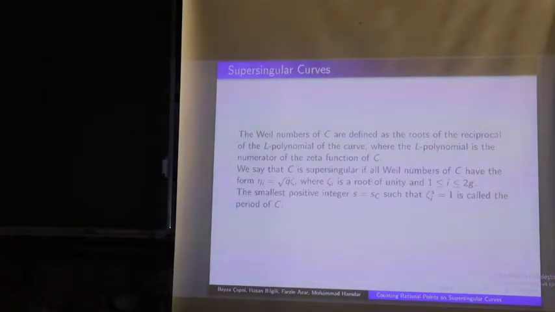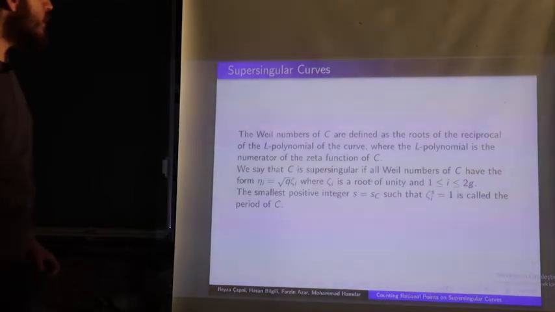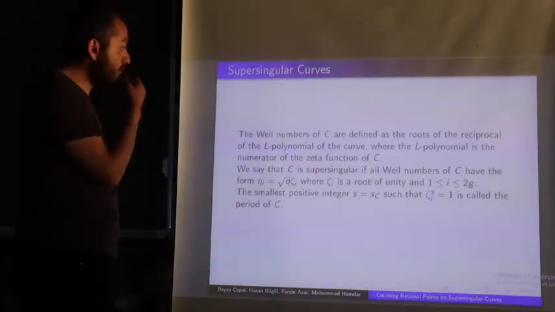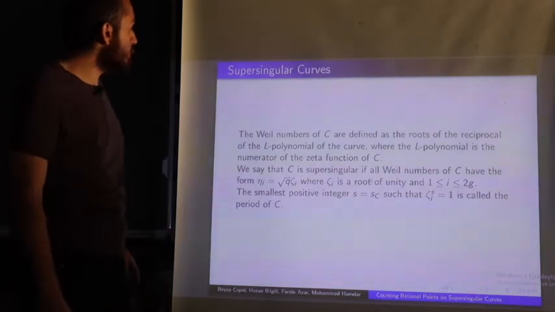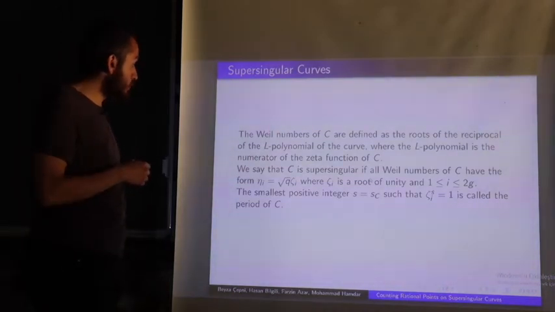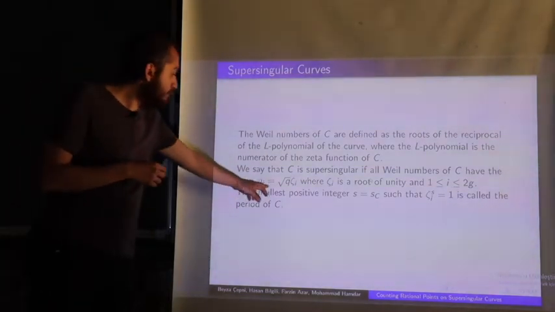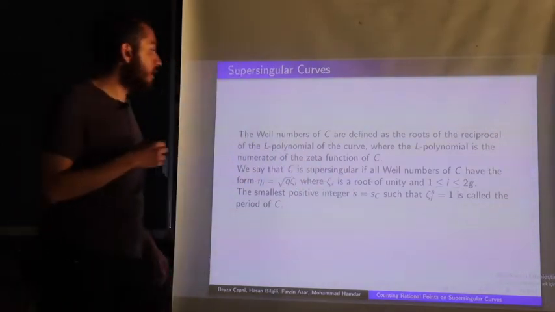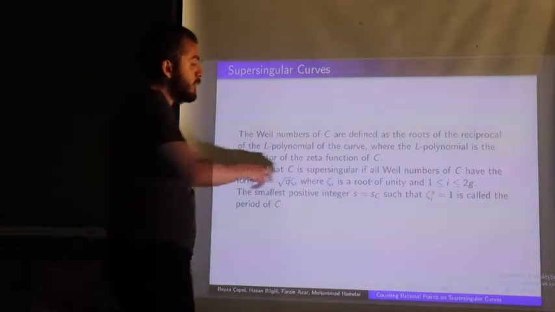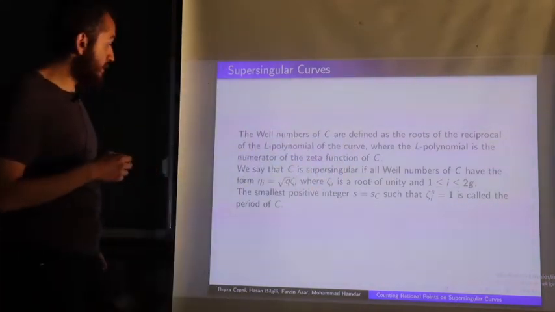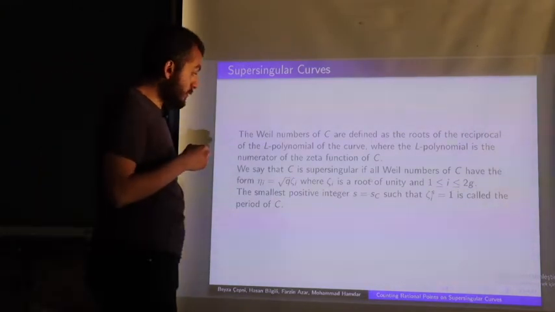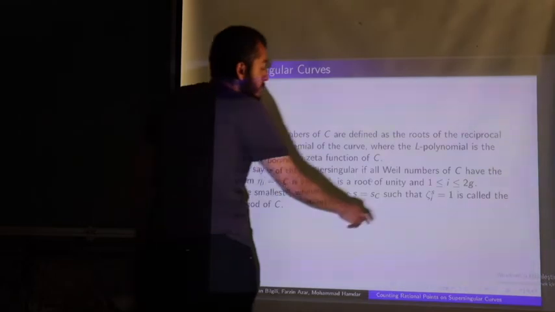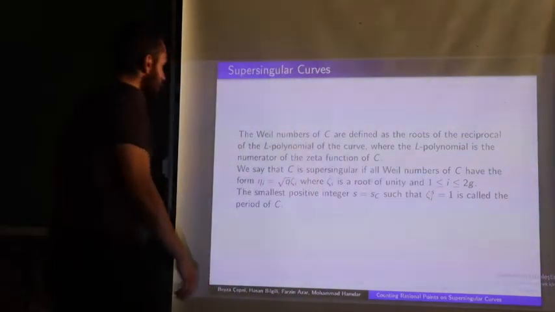Firstly, I will give the definition of supersingular curves. The Weil numbers of C are defined as the roots of the reciprocal of the L polynomial of the curve, where L is the numerator of the zeta function of C. We say that C is supersingular if all Weil numbers of C have the form in that, where the zeta are roots of unity, i is between 1 and 2g, and g is the genus. The smallest positive integer s, such that eta_i to the power s is equal to 1, is called the period of C.